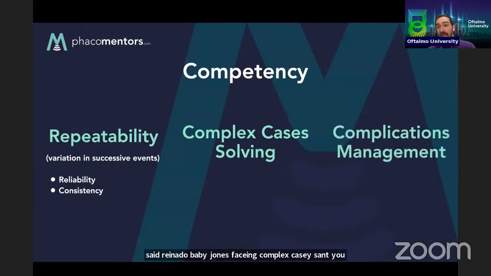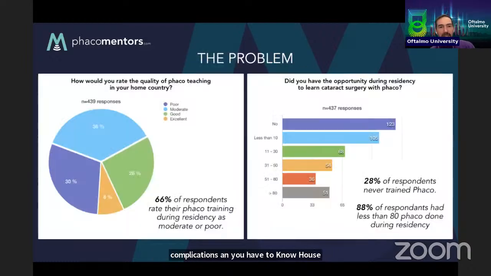And the third one is complications. If you have to confront complex cases, you will have complications, and you have to know how to manage that. So competency is a combo of these three pillars.